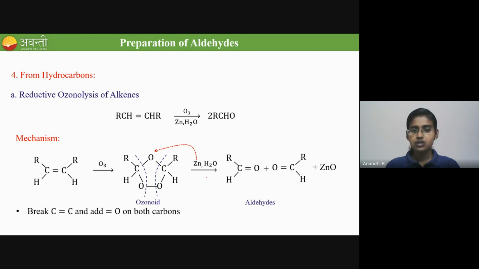Okay. So the simplest way to get the product from the reactant is to break this C double bond C and add oxygen on both the carbons. You will get the product. We don't have to go through this mechanism at all. So just break this double bond, add oxygen on both the carbons, and you will get the RCHO and RCHO parts. Okay, 2 moles of RCHO you will get from this. Clear?